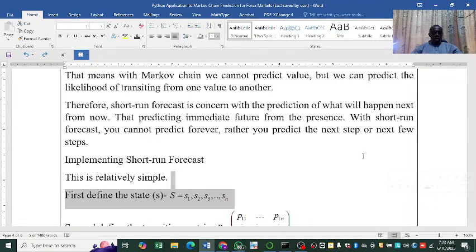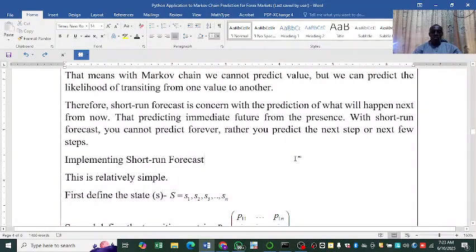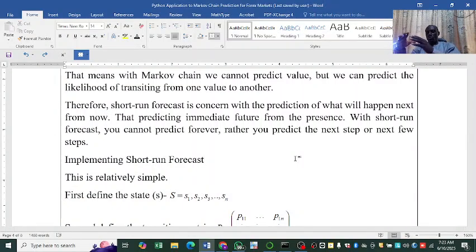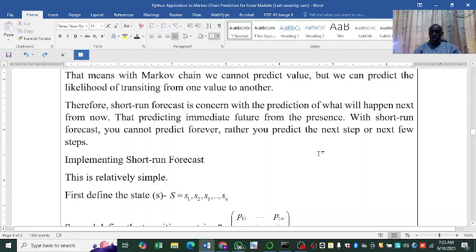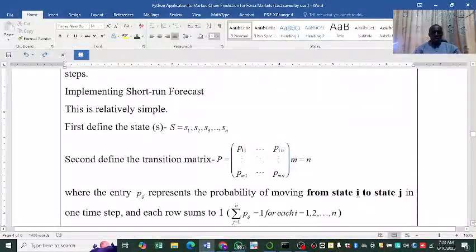Now, how do we implement the short-run forecast? This is relatively simple. There are stages that are involved when you want to implement the short-run forecast. Like I defined the short-run forecast, I said the short-run forecast is when tomorrow's price depends on today's price, future depends on today. And to implement this numerically, let's look at the structure of the model before we look at the numeric examples.